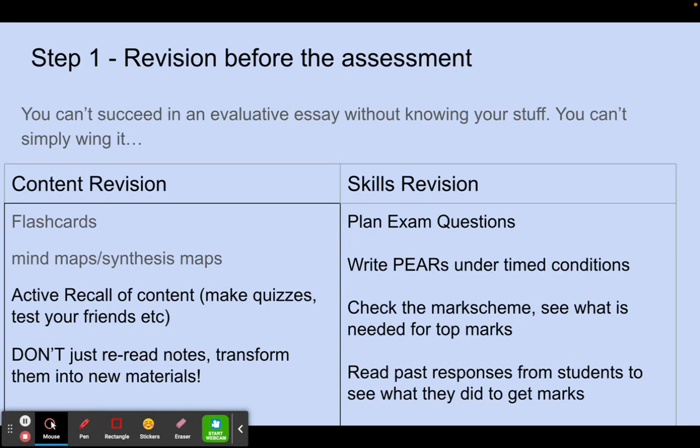So, yeah, the first step really for an evaluative essay is doing revision before the assessment. You probably figured it out by now, but you really can't do as well in an evaluative essay as you would like unless you know your stuff. You can't walk in and simply wing it.